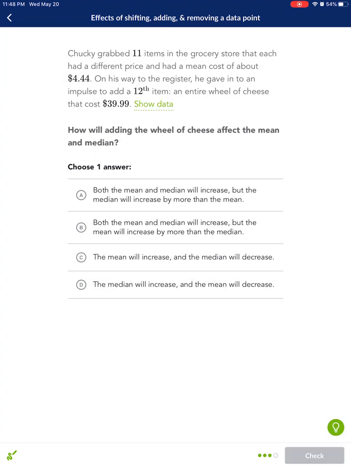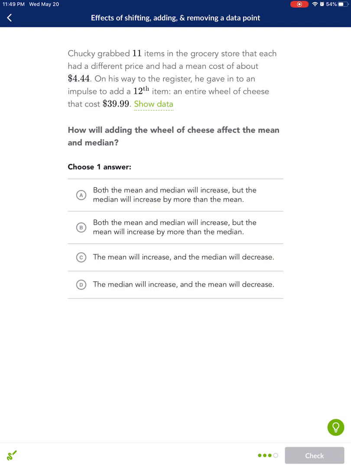Woohoo. Oh, there's one more. Chucky grabbed 11 items in the grocery store that each had a different price and had a mean cost of about $4.44. On his way to the register, he gave into an impulse, because it was probably his first time out in months, to add a 12th item, an entire wheel of cheese that cost $39.99. You sure this wasn't my husband? How will adding the wheel of cheese affect the mean and the median?